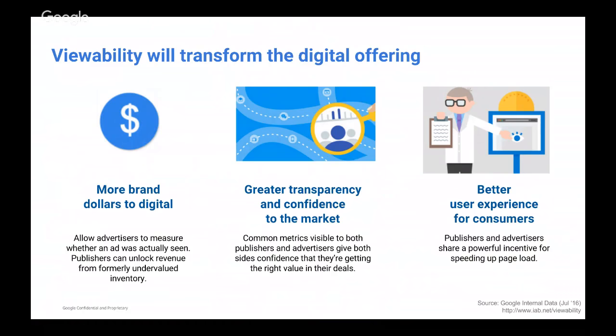With greater transparency, having a metric such as viewability means that we have a common metric for both publishing and advertising stakeholders. Having a common metric means that both parties can be more confident that they're getting the right value for their spend and the inventory. And finally, improving load time speed not only ensures a better user experience, but also increases viewability of our ads.